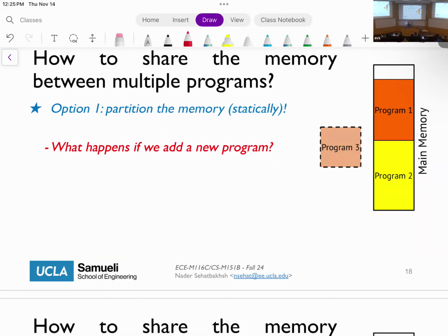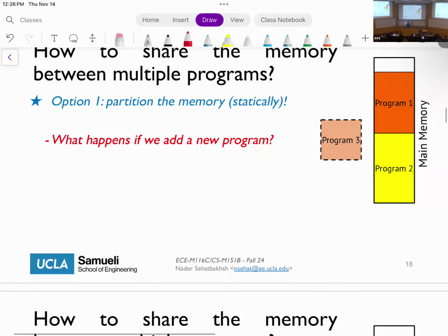So for example, in this particular case, if I want to add program 3, there is no space left for program 3. So either I need to remove things from program 1 and program 2, which might cause lots of correctness issues for these programs, or I need to kick one of the programs out and replace it with the other program, and so on and so forth. So it's not a straightforward solution for dynamically adding and removing programs. This works nicely if, during the actual programming phase, I know exactly which program goes where. Otherwise, I cannot dynamically add or remove programs.